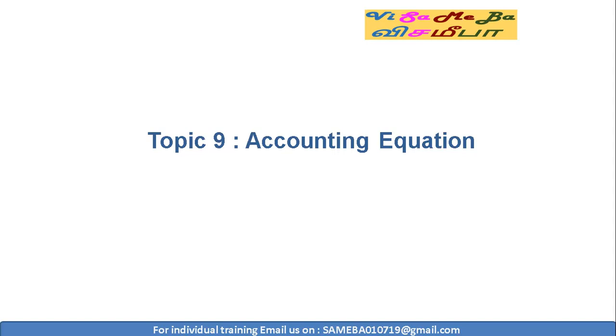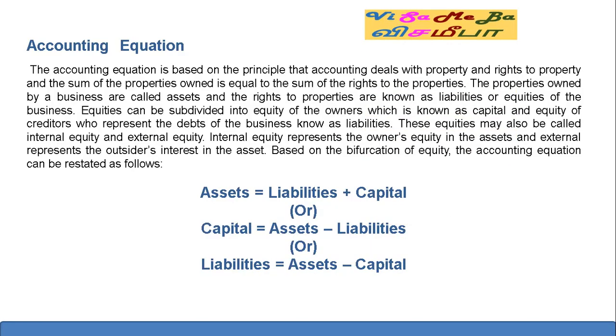Let's move on to the next topic, accounting equation. The properties owned by a business are called assets, and the rights to the properties are known as liabilities or equities of business. Equities can be subdivided into equity of the owners, which is known as the capital, and equity of creditors, who represent the debts of the business, known as liabilities.